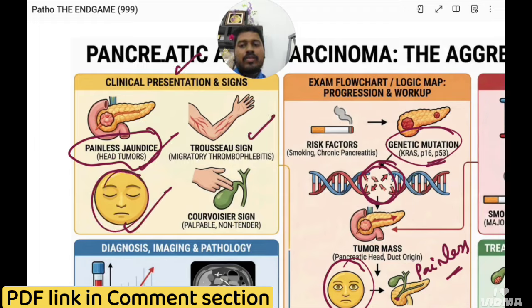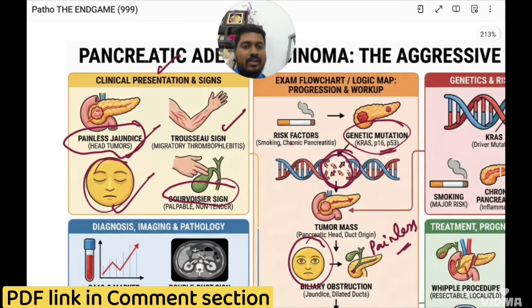This is nothing but jaundice, obstructive jaundice, and next is Courvoisier sign. So what is Courvoisier sign? So remember, whenever there is painful gallbladder enlargement or painful gallbladder, the most common cause is gallstones and cholecystitis. But when there is painless dilatation of the gallbladder, that is seen in palpable non-tender gallbladder, that is known as Courvoisier sign, and it is very typical for pancreatic adenocarcinoma.